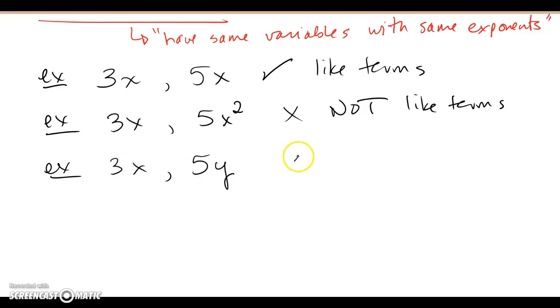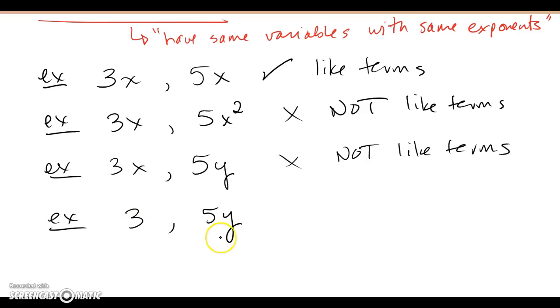How about 3x and 5y? Well, that right off the bat, they are not like terms. And why is that? Because this guy contains an x, this guy contains a y, they don't even have the same variable. How about 3 and 5y? Well, are they like terms? Do they contain the same variables to the same exponents? No, because this doesn't even have a variable, so these two are not like terms.